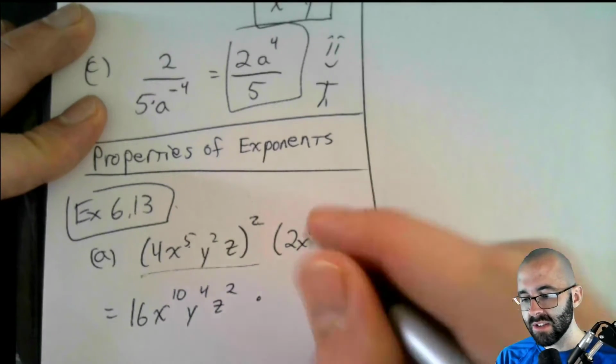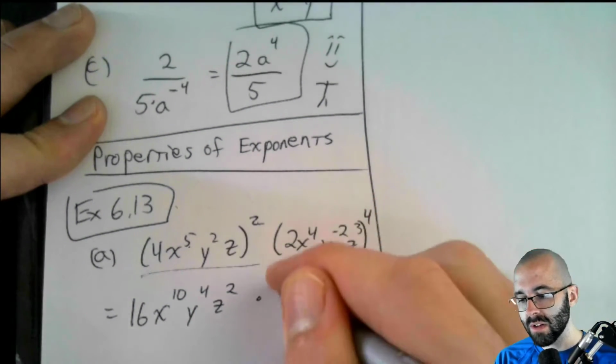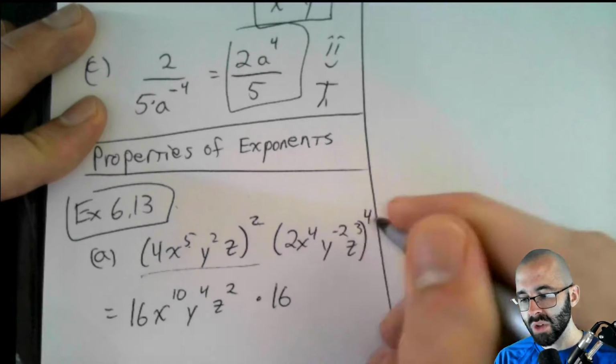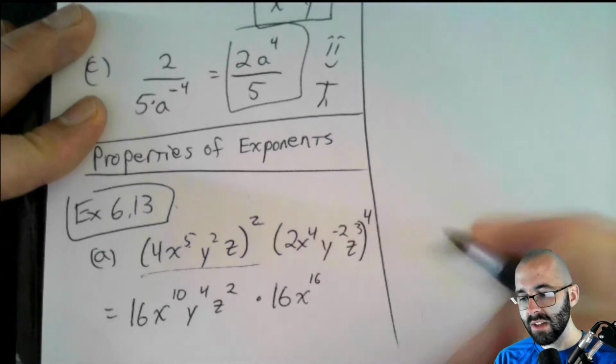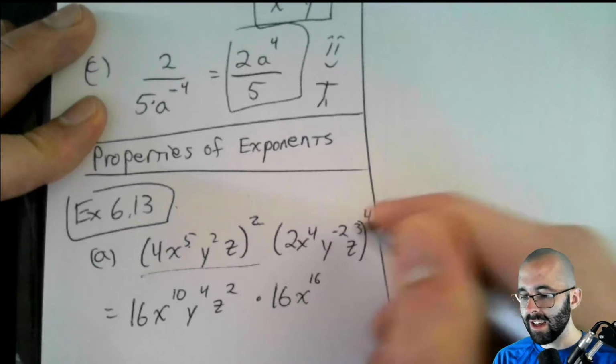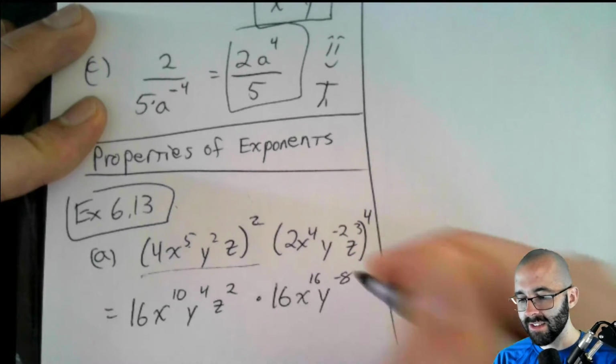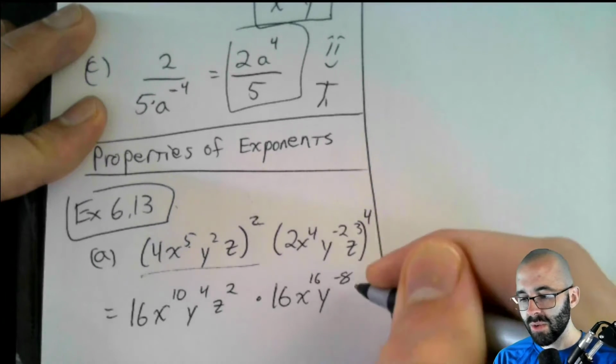I will do the same thing for this next one. 2 to the 4th power, 16. Multiply the exponents. 4 times 4 is 16. Negative 2 times 4 is negative 8. 3 times 4 is 12.